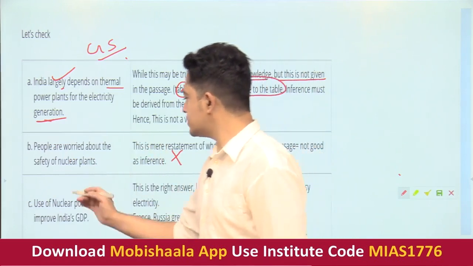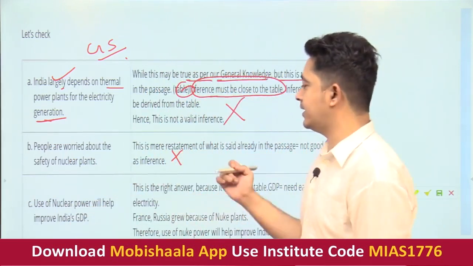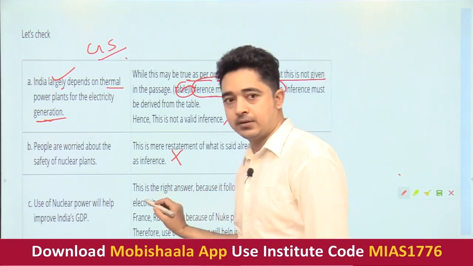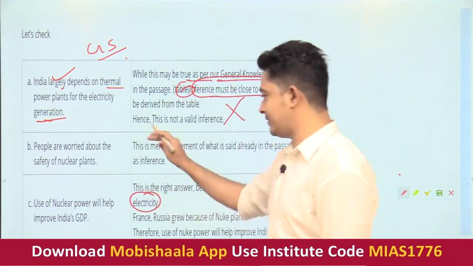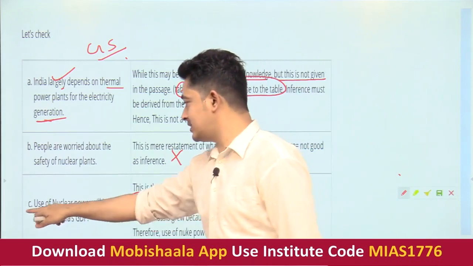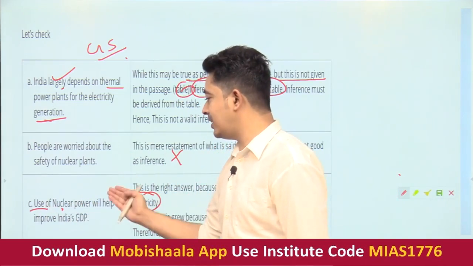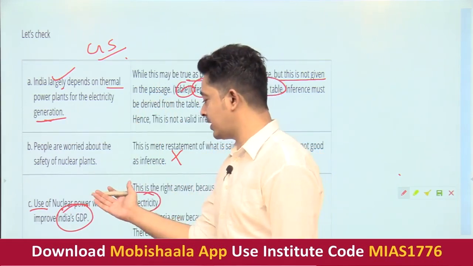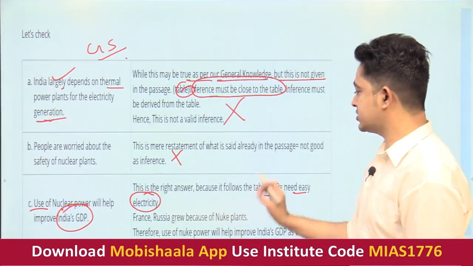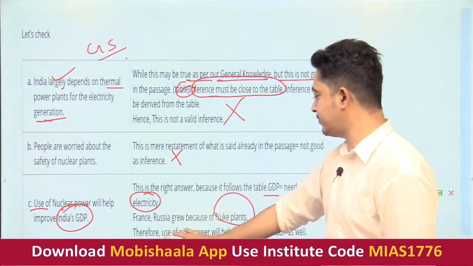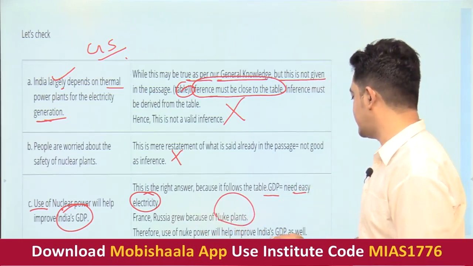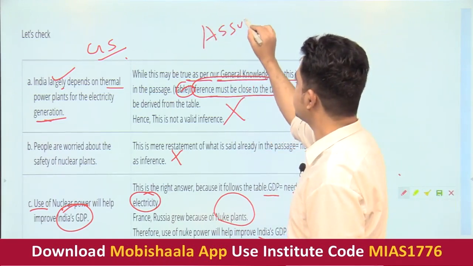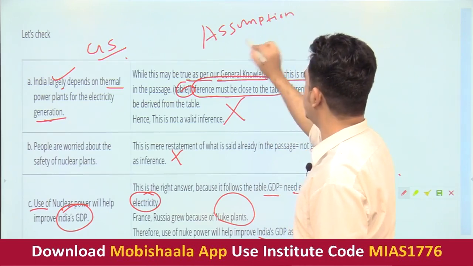Third, use of nuclear power will help improve India's GDP. This is the right answer because it follows the table. GDP requires easy electricity, which we have discussed in the passage, and this is exactly what option C asks. It is not explicitly mentioned for India's GDP, but countries' GDP, like France and Russia, grew because of nuclear plants. Therefore, use of nuclear power will help improve India's GDP as well. So now we understand the questions of assumption and inference.